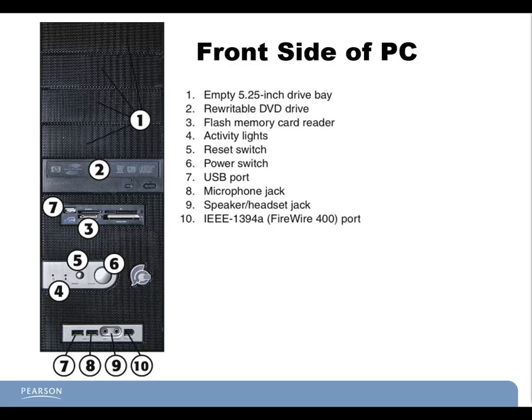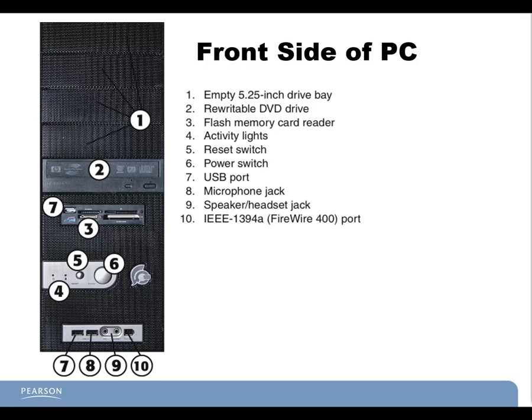So here they're just giving an example of the front side of a PC. This is a full-size case, and you see it's got several places that you could add drives. Those labeled as number 1 are 5 1/4 drive bays. That's typically what a DVD goes in, or a traditional large-size hard drive. Number 2 in this one is a rewritable DVD. You might find that as a CD-ROM, a DVD, or a Blu-ray.